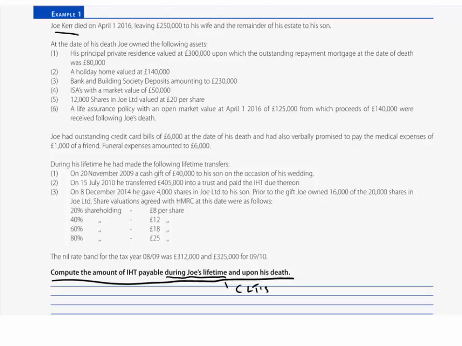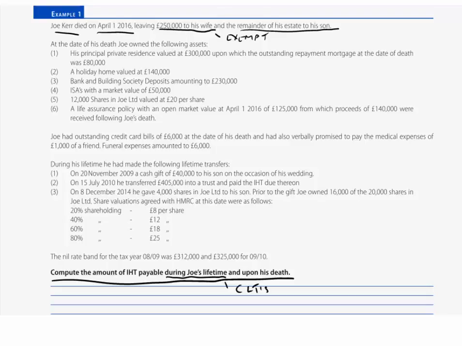So what are we told? Joe Kerr died, very appropriately, on April the 1st, 2016, leaving £250,000 to his wife, the remainder of his estate to his son. £250,000 to the wife. What do we know about that? That is exempt. So again, at least on a written question, on the question page, we can write that next to it. That is exempt. Leaving £250,000 to his wife, the remainder of the estate, that will be the chargeable part, to the son.